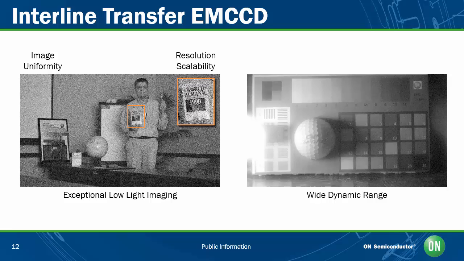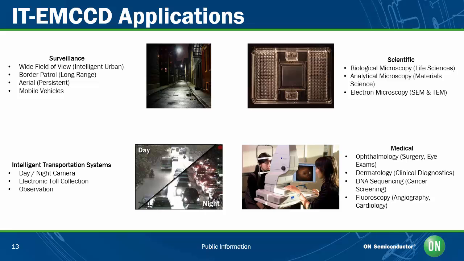This set of features really makes the devices that are based on this technology an excellent match to light-starved applications such as surveillance, looking into that dark alleyway we talked about, or working with planes or drones for persistent surveillance in urban or rural settings, or in intelligent transportation systems, whether for a day-night camera or for toll collection, or medical imaging applications like ophthalmology, or a fluoroscopy modality like angiography or cardiology, or scientific microscopy. Really, any application where you need to be able to capture images with very low signal levels or extend that capture from low light through all the way to bright light.